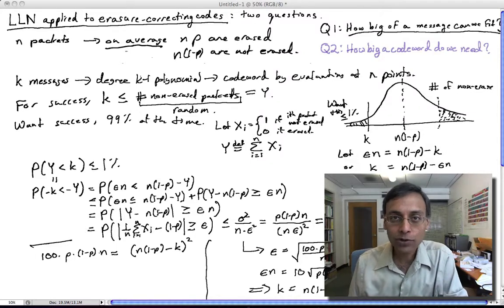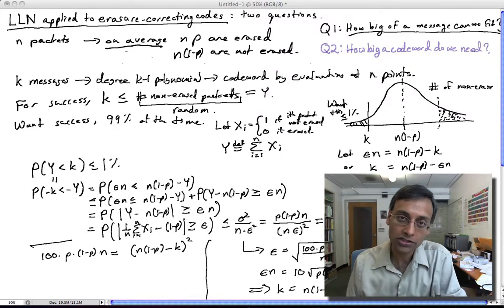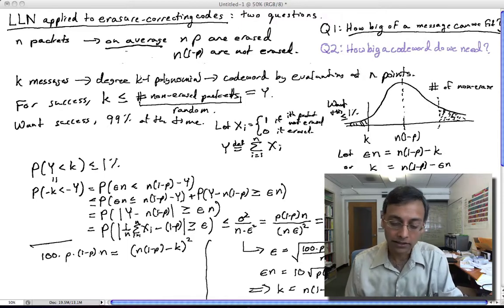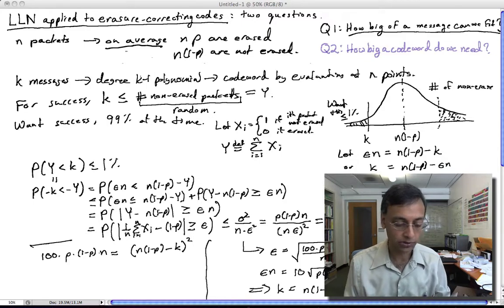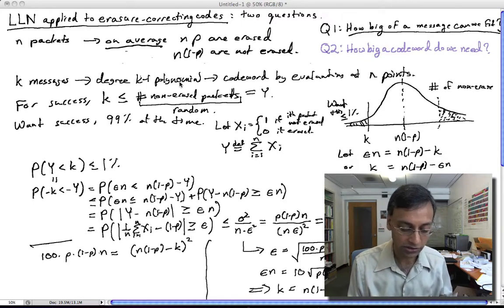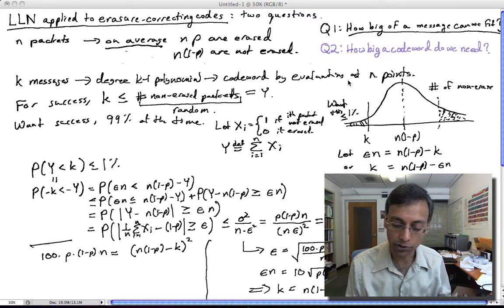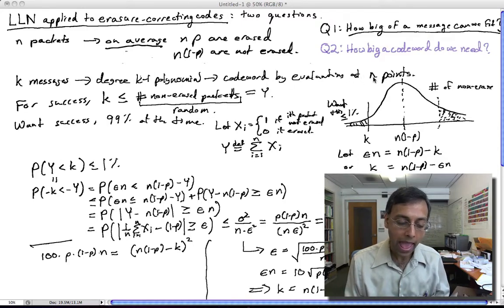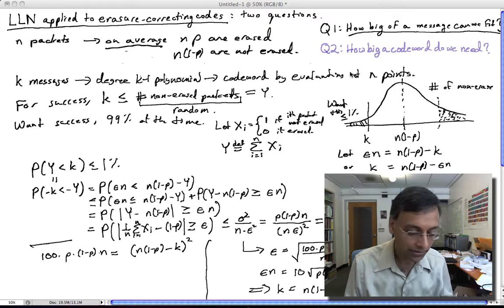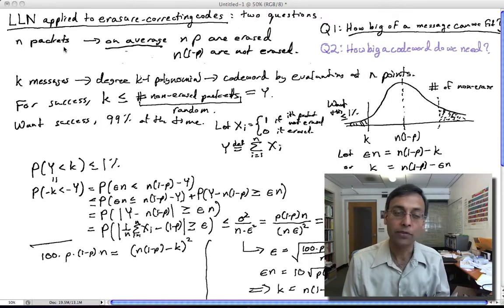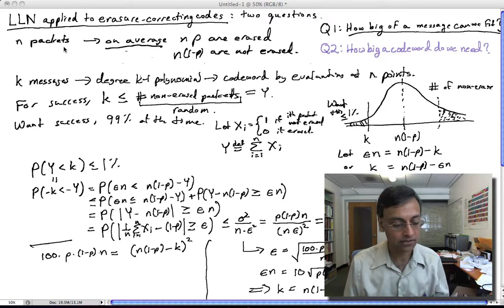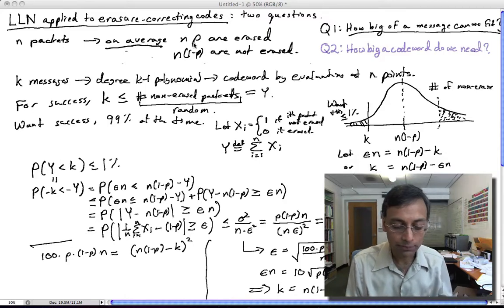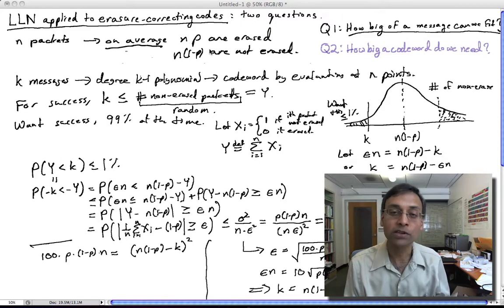So let's continue our discussion of using the laws of large numbers to understand provisioning for erasure correcting codes. Basically, let's look at the same problem we were looking at before. We have k messages, we encode them into a degree k minus 1 polynomial. That turns into a code word by evaluating the polynomial at endpoints. And we transmit these as n packets through an erasure channel, which randomly erases certain packets, such that on average, np are erased and n times 1 minus p are not erased.